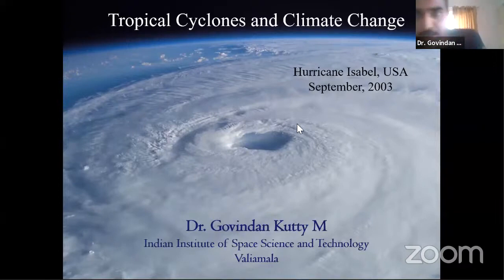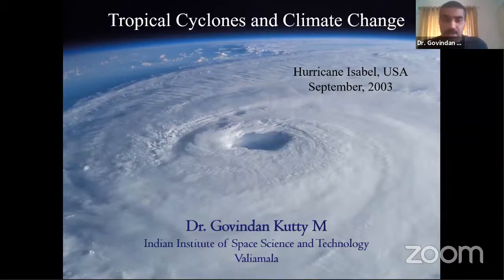Okay, so I will be talking about tropical cyclone and climate change today. What you're seeing here is the satellite picture of Hurricane Isabel, which formed over the Atlantic Ocean in September 2003. So you must be wondering, what is a tropical cyclone person or an atmospheric scientist doing in ISRO or space sensors?